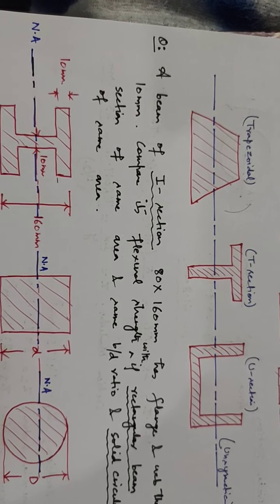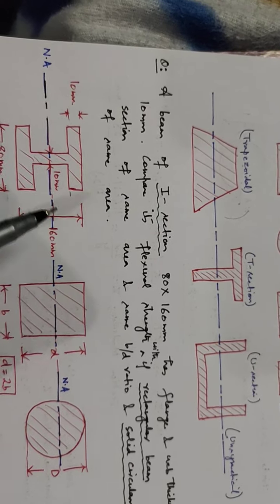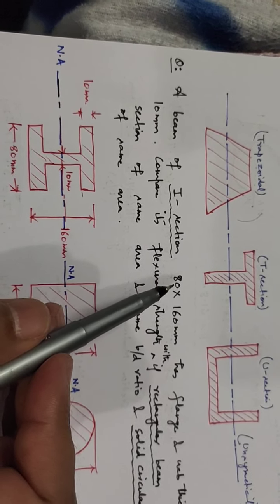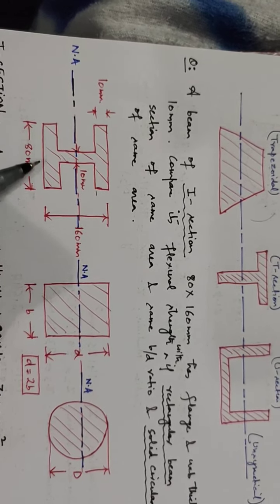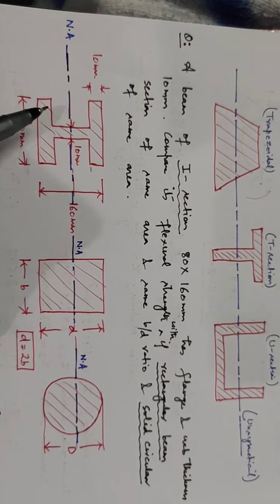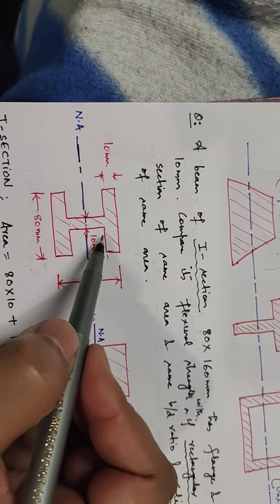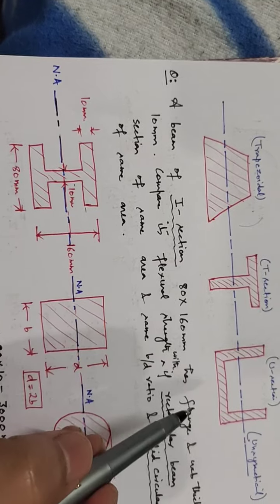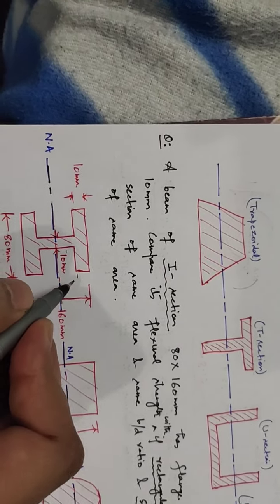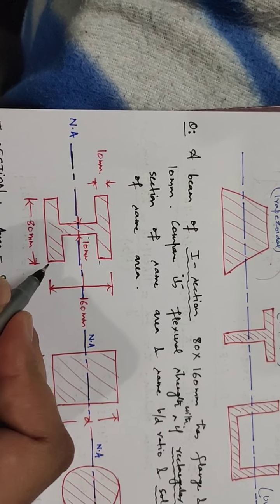In order to understand which section of a beam has maximum strength, we have taken three sections. A beam of I section, this is the I section, 80 into 160, this dimension is 80, this is 160. It has flanges, these two portions are said to be flanges, these two rectangles, and this rectangle in between is said to be the web. So this has flange and web thickness 10 mm, which means that this thickness is also 10 mm, this is also 10 mm, and this thickness is also 10 mm.